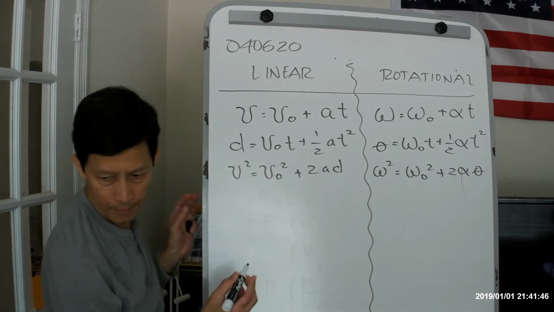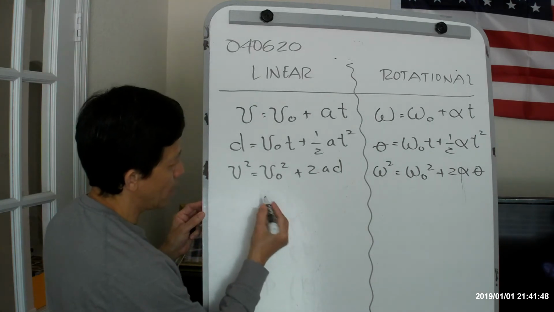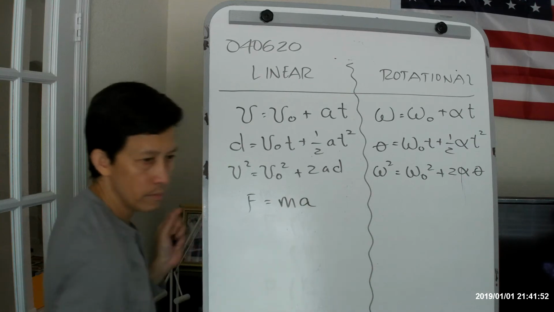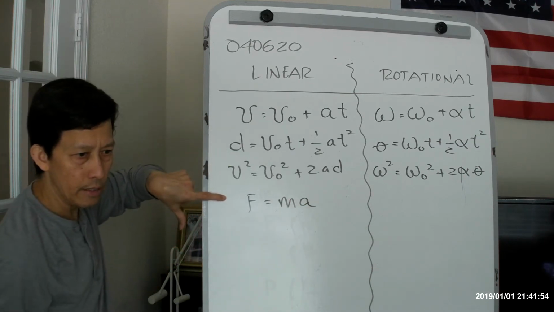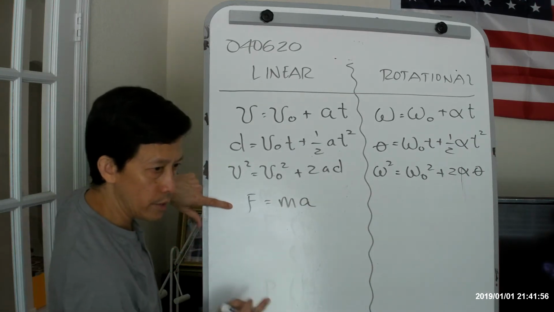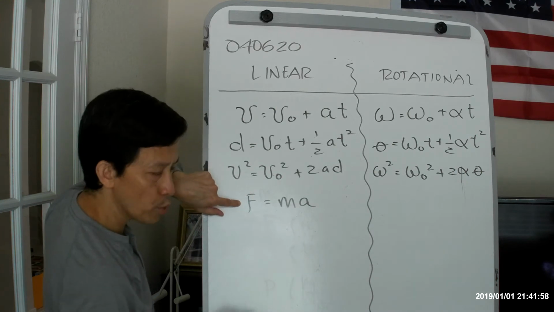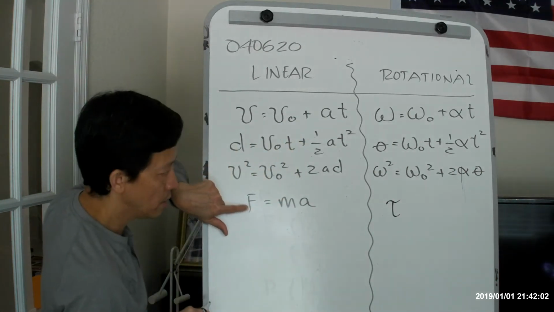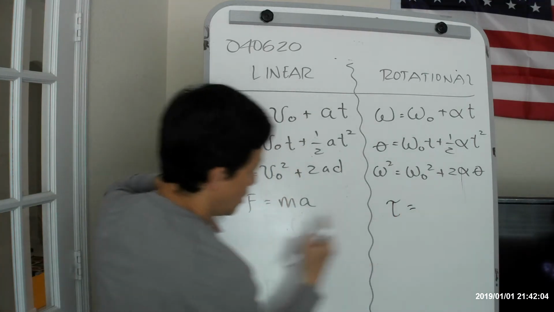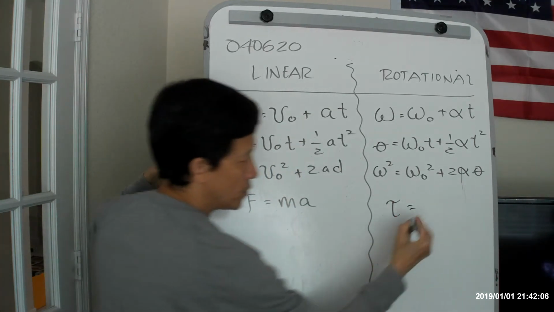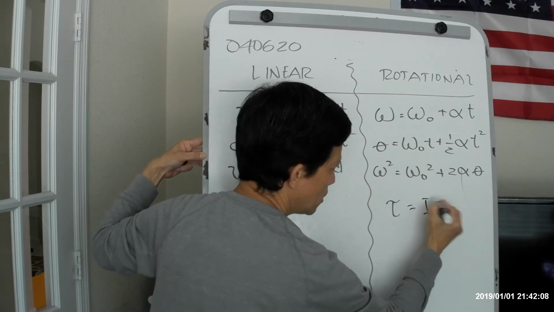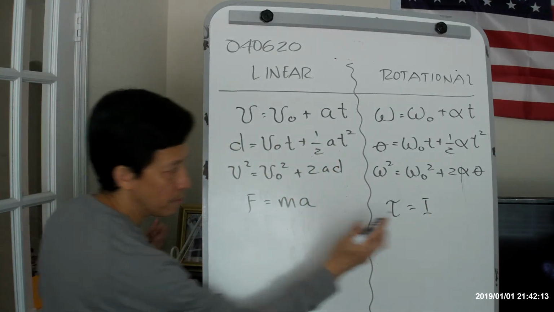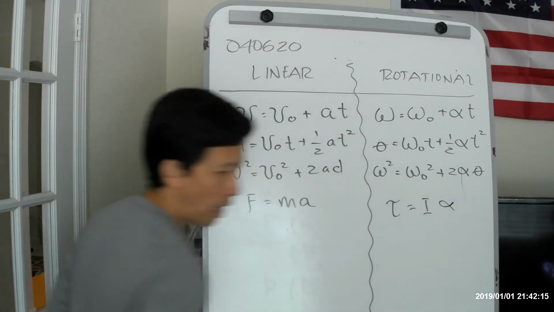This one, second law. What is the second law? F equals what? ma, right? Now for rotational, F becomes torque, equals mass, which turns into rotational inertia, times a, which turns into alpha.